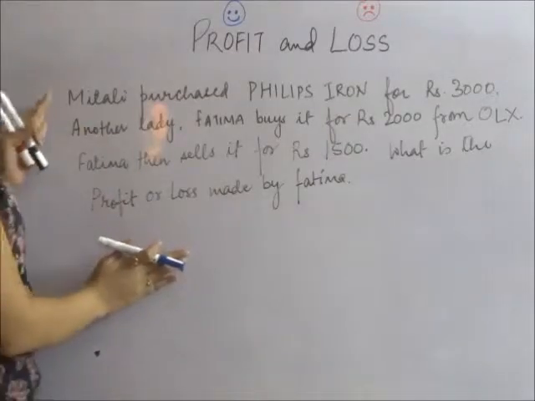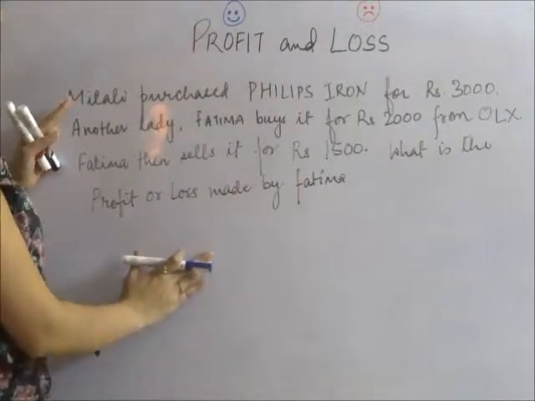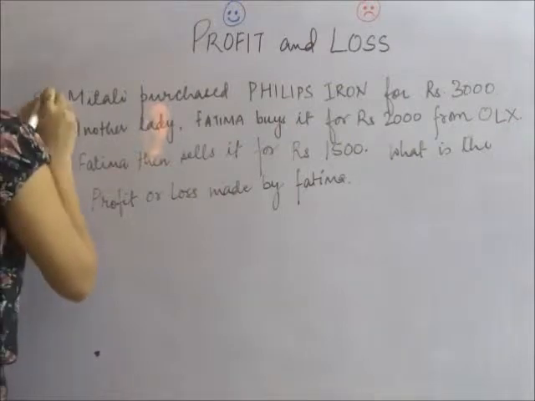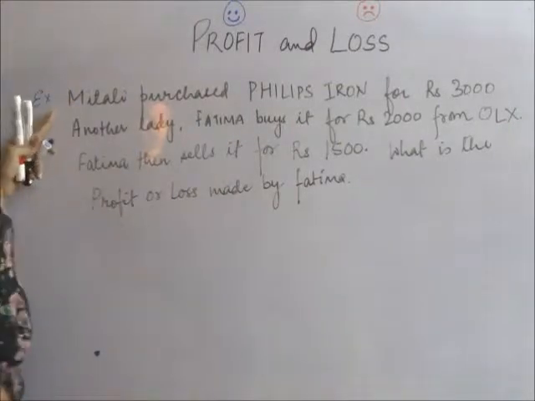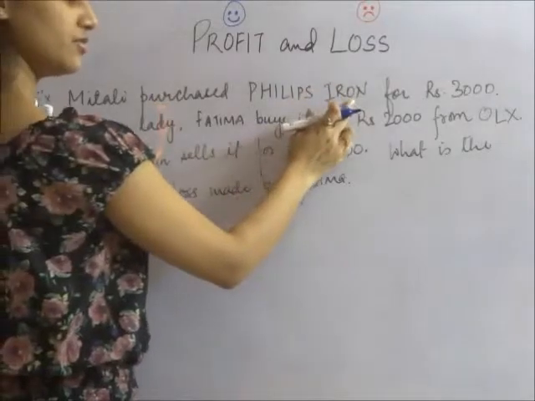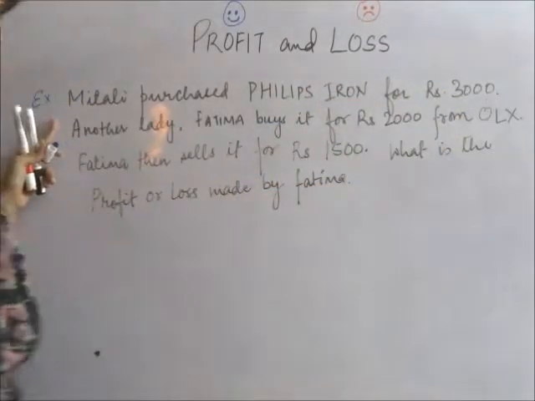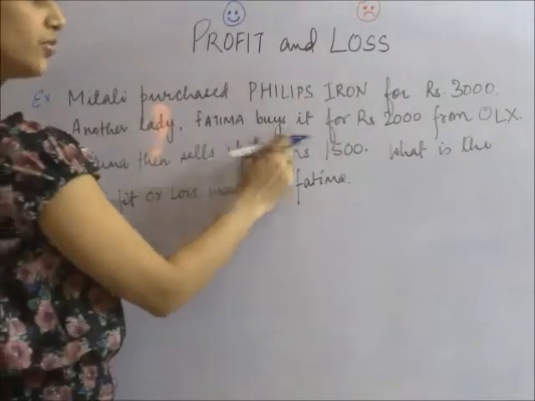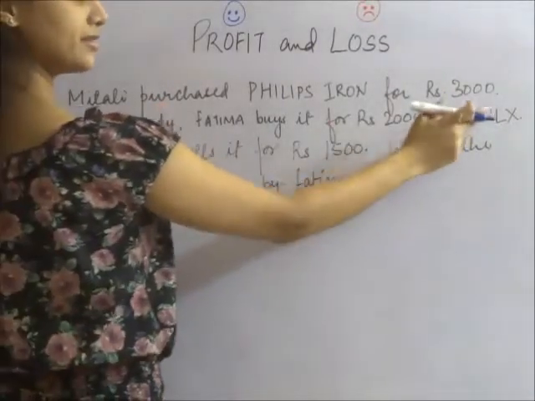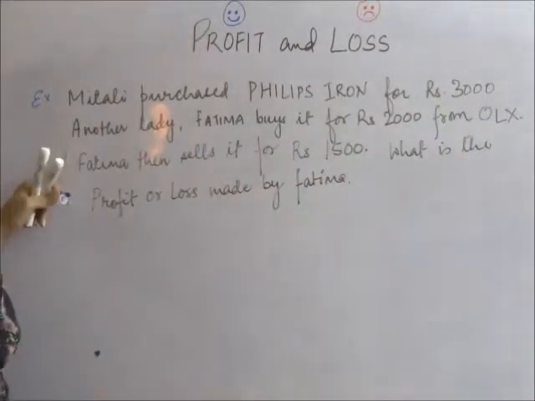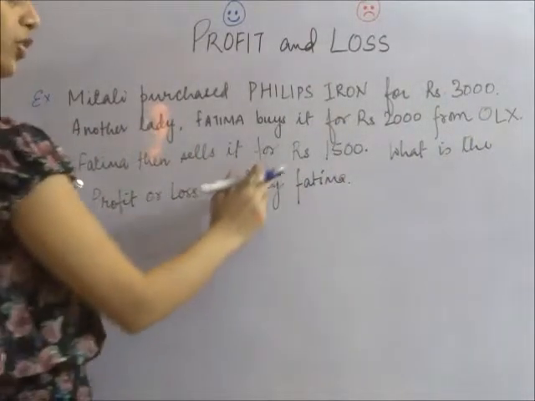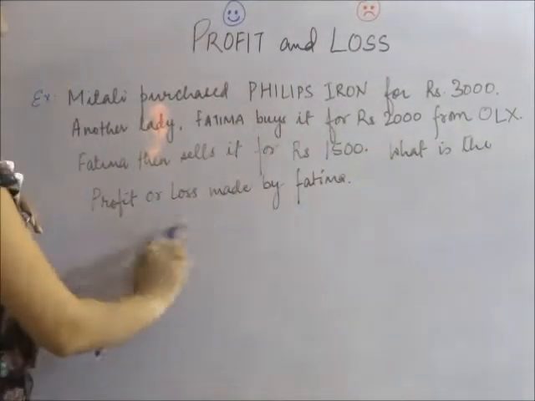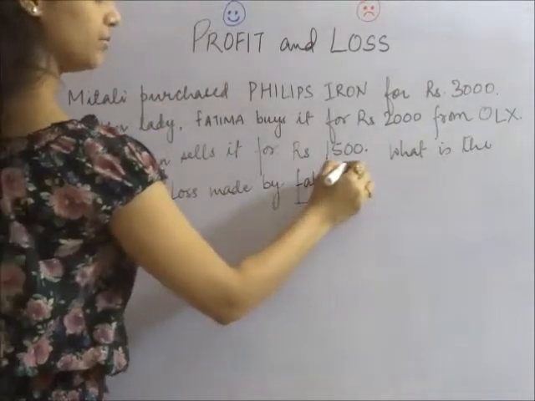Now let's take a look at this example. There's something tricky about this question. Let's see. Mithali purchased a Philips iron for rupees 3,000. Another lady, Fatima, buys it for rupees 2,000 from OLX. Fatima then sells it for rupees 1,500. What is the profit or loss made by Fatima?